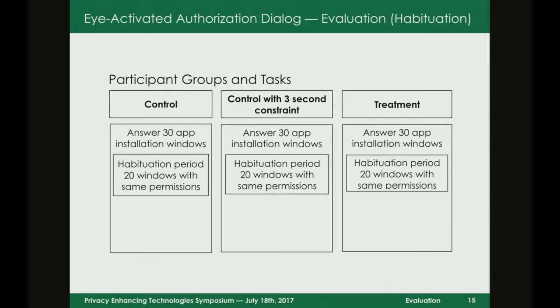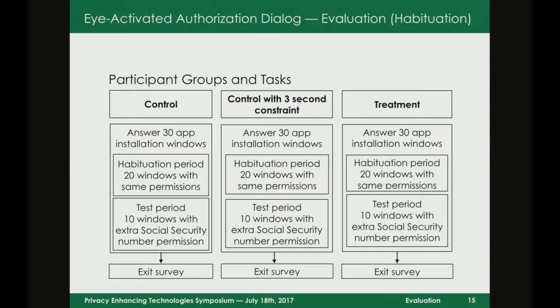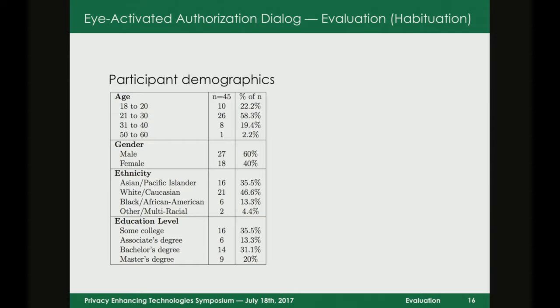And then after that, we had this test period, which consisted of an additional 10 installation dialogues or windows, where we had this extra social security number permission. So we were interested in seeing whether, after habituating, the users would notice this social security number permission. And then at the end, we had this permission recall survey to see if users did actually notice the additional permission. So we had 45 participants in this experiment. Again, this was a between subjects study. We had 15 participants in each group.